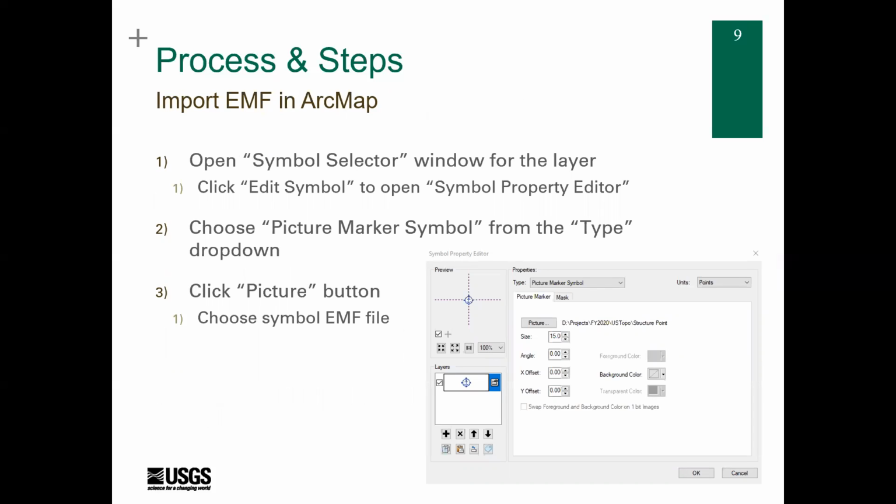The ArcMap process for importing these EMF files is relatively simple and only consists of a few steps. Within your MXD, open the symbol selector window for the layer. This can be done by clicking on the symbol in the contents pane or by going through the layer properties and symbology tab. Click Edit Symbol to open the symbol property editor. Choose Picture Marker Symbol from the Type dropdown. Click the Picture button, then navigate and choose your EMF symbol file.